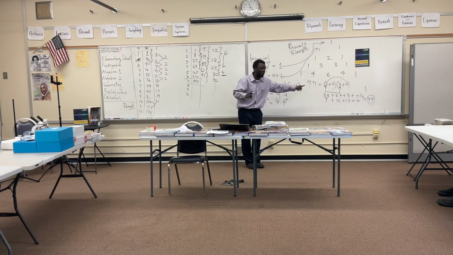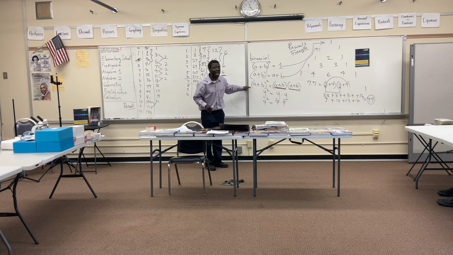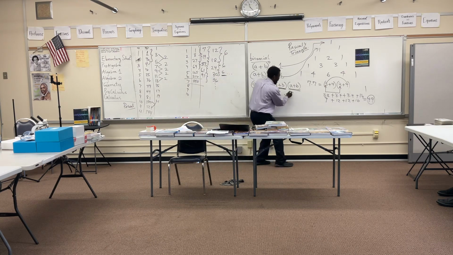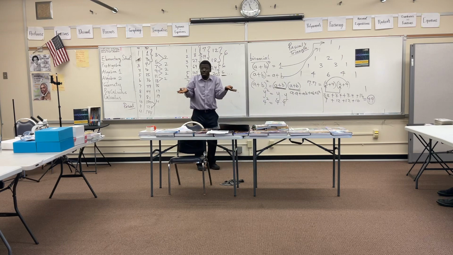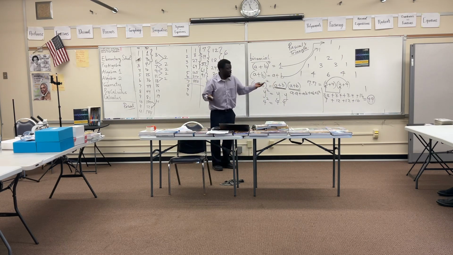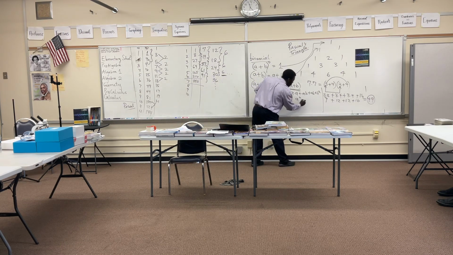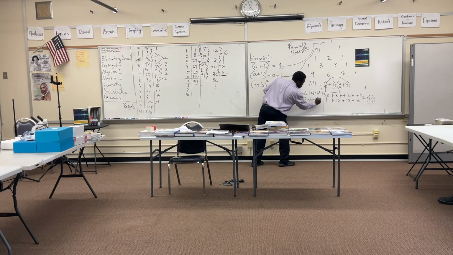The point it showed is that we can do the same thing if it's letters and not numbers. How do we do that? This will become a times a plus ab plus ab plus b squared. That's true. It's the same thing I just did with the numbers. So then this becomes a squared plus 2ab plus b squared.